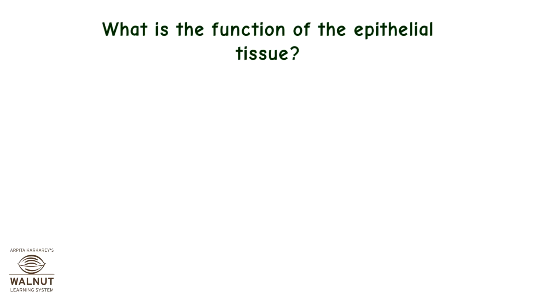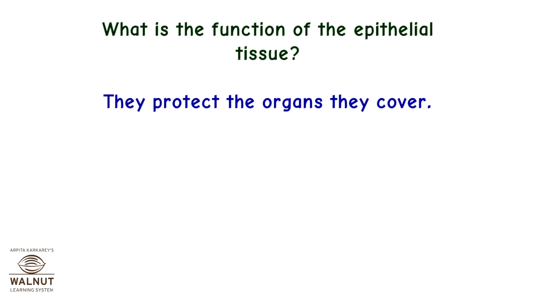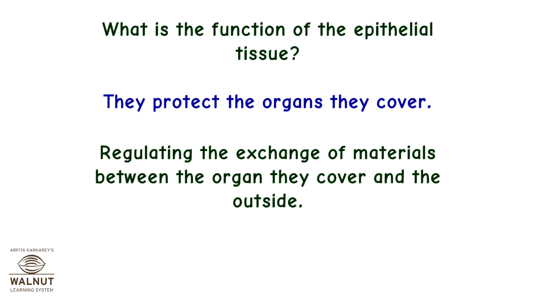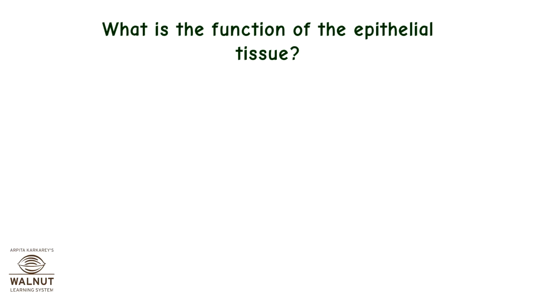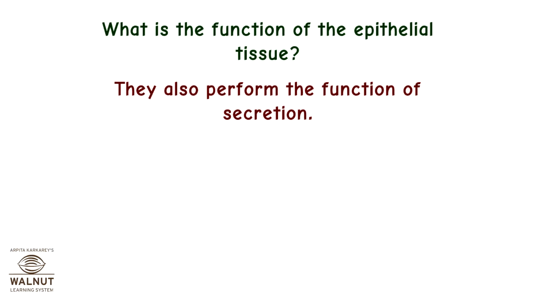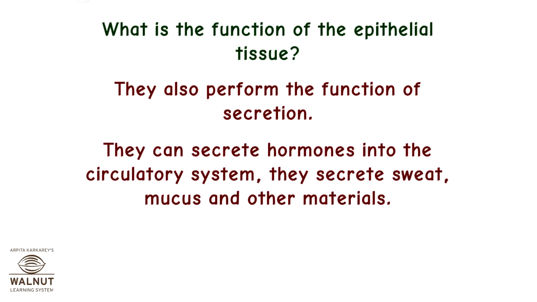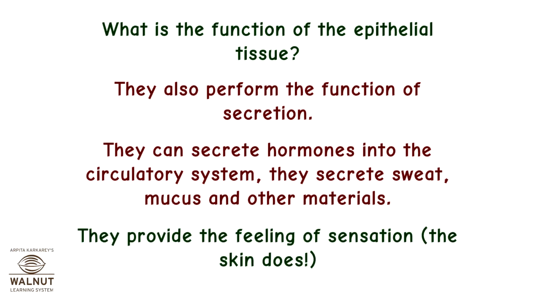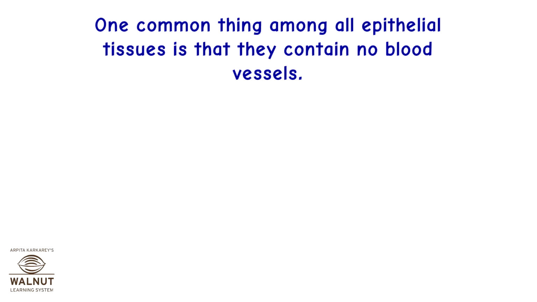What is the function of the epithelial tissue? They protect the organs they cover, regulating the exchange of materials between the organ they cover and the outside. They also perform the function of secretion. They can secrete hormones into the circulatory system. They secrete sweat, mucus, and other materials. They provide the feeling of sensation. The skin does. One common thing among all epithelial tissues is that they contain no blood vessels.